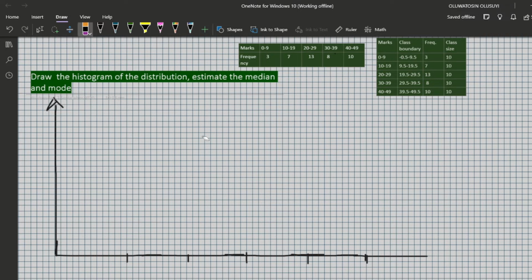A frequency density is always your frequency divided by the class size. So where you have this already, if your frequency is 3, the frequency density for this class will be 3 divided by 10, that will be 0.3. If this one is 7, it will be 0.7. If this one is 13, the frequency density for this class will be 13 divided by 13, that is 1.0.